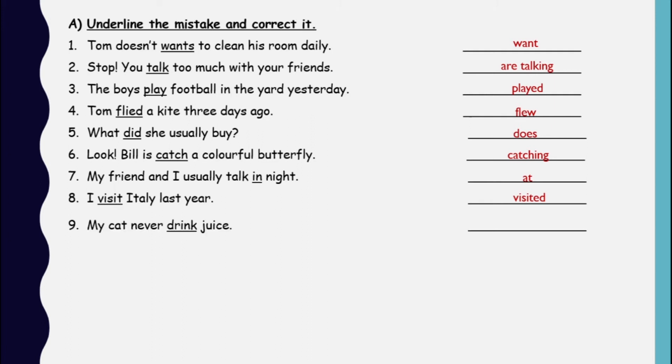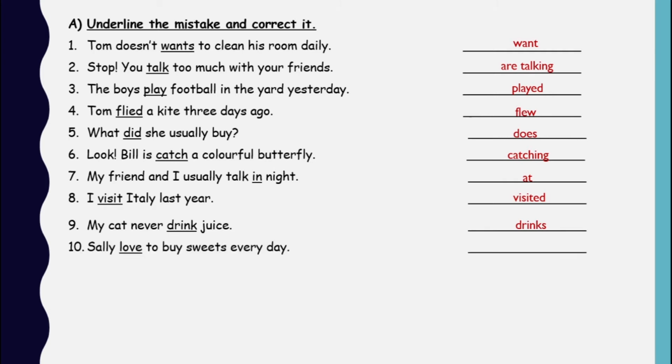Number 9, my cat never drink juice. Keywords again. Yes, it's never, and never belongs to the present simple tense. Okay, the verb drink, is it in the present simple tense? No. Why? Because it's missing an ending. My cat never drinks juice.